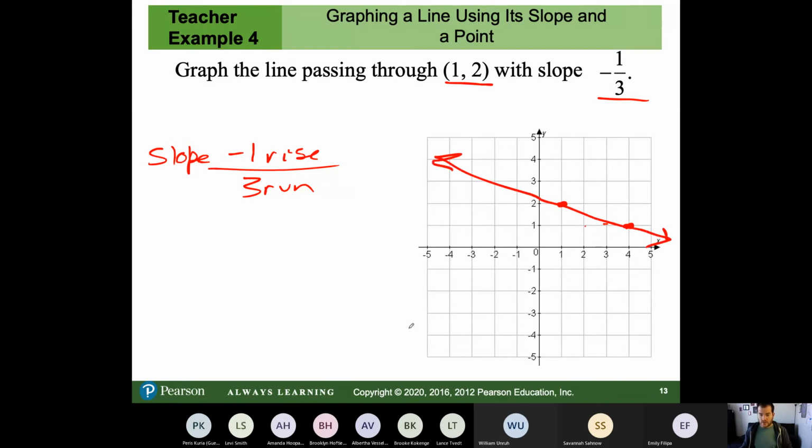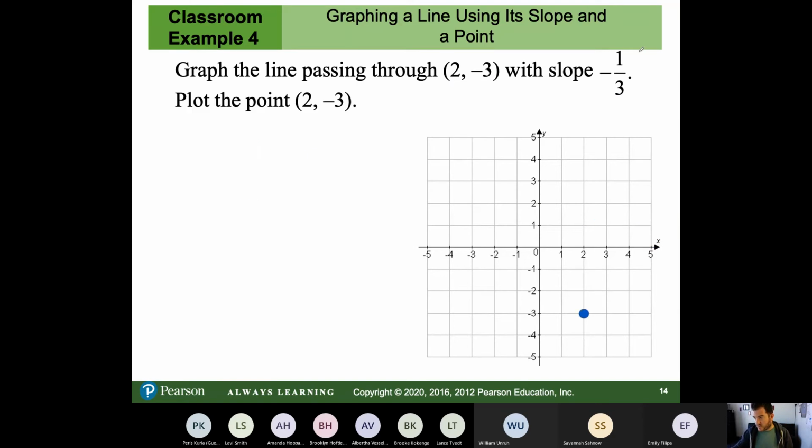And that's it. So remember, in slope-intercept form, we were given a slope and an intercept, so we started at the intercept and did our slope. Now with point slope, we're given a point and a slope, so we just start at the point and do our slope. Hopefully that makes sense, but it's pretty slick. And then this one I'll just show you.